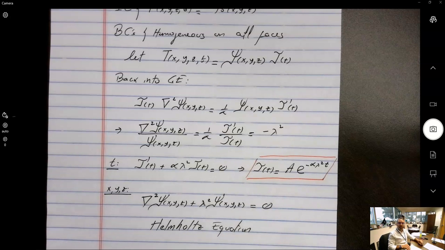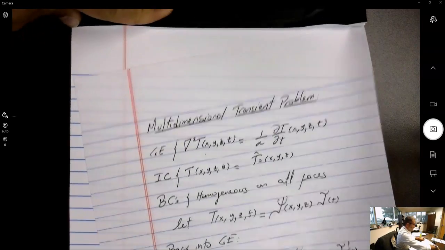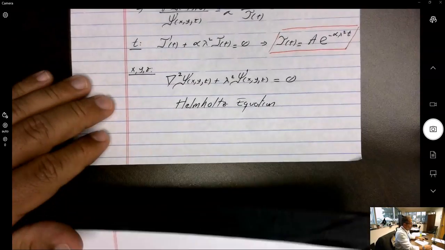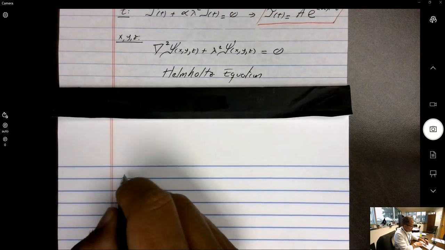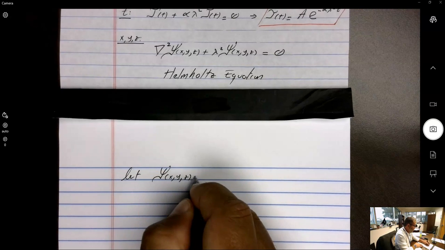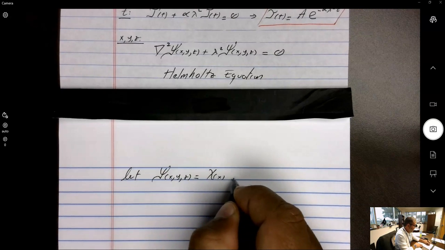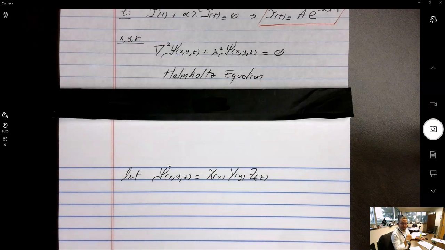So what do we do with this Helmholtz equation? Well, it's homogeneous, and we have a set of homogeneous boundary conditions. So then let's go real quick as to how we do the separation of these. Again, same principle. We're going to let psi of x, y, and z be equal to a function of x, a function of y, and a function of z. And let's see how this goes.